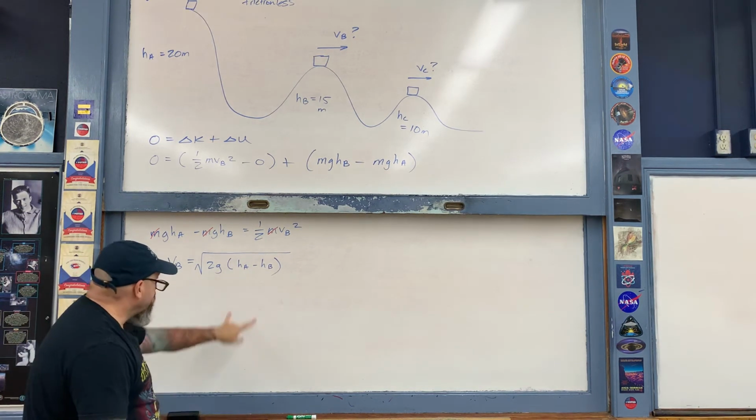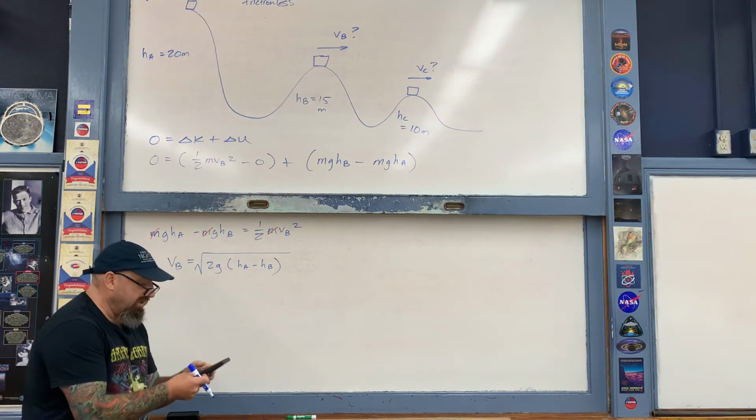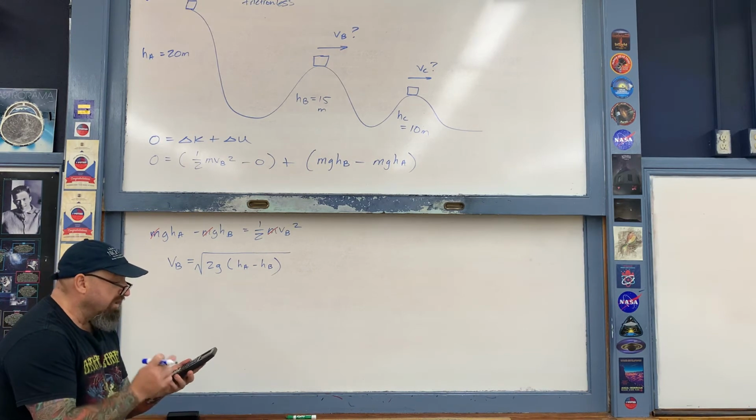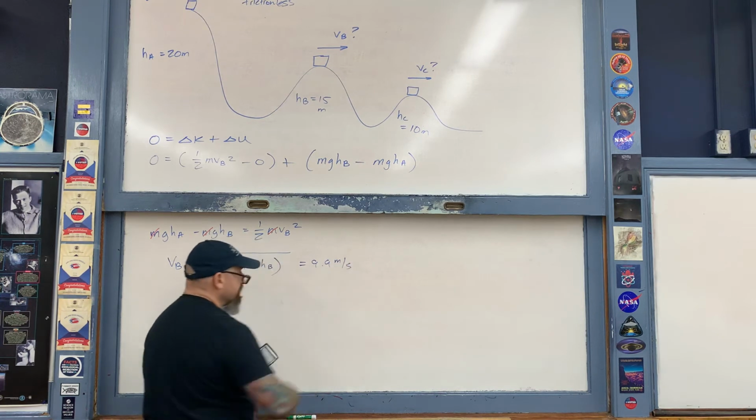So now let's fill in the terms. This is 20 minus 15 for a total of 5 meters in the parentheses. Then I have the square root of 2 times 9.8 times 5 meters, and that gives us a speed of 9.9 meters per second.